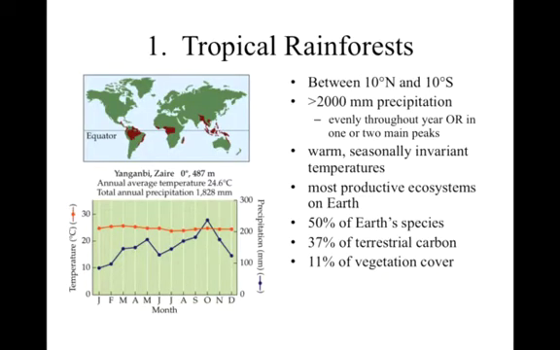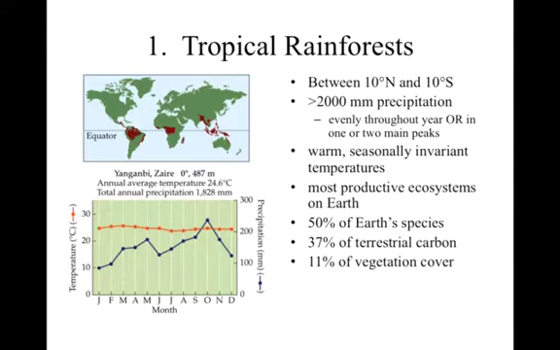All right, so now we're going to talk about the characteristics of the 9 different biomes in your textbook. Again, tropical rainforests occur around the equator. That's where it's wettest and hottest. They tend to occur between 10 degrees north and 10 degrees south. They get a lot of precipitation. Again, they're in those regions of uplift, so greater than 2,000 millimeters of precipitation a year. They typically get it either evenly throughout the year or in 1 or 2 main peaks.